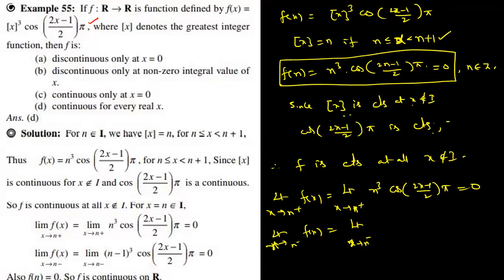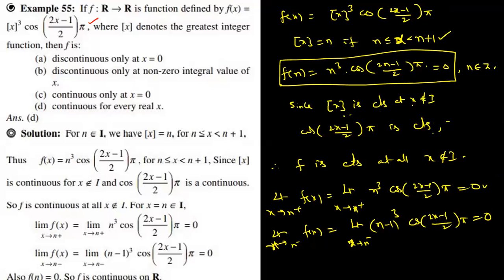Limit as x tends to n minus. Anyone? n minus means the integral part of x is how much? That is n minus, whole cube, times cos of (2x minus 1) by 2 into pi. This is also 0. Why? n is an integer, so cos of odd multiples of pi by 2 means 0.